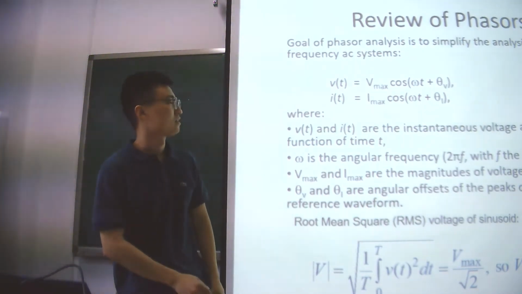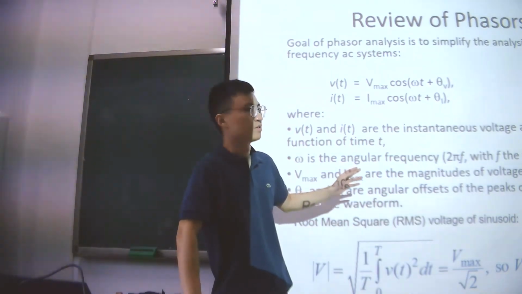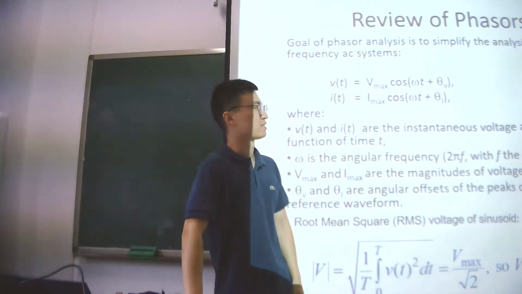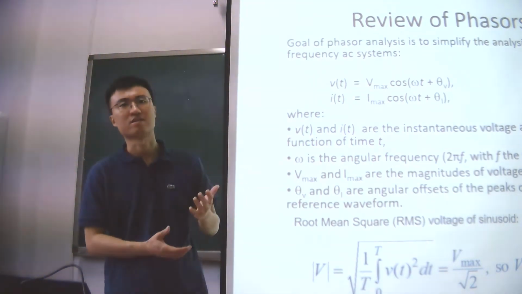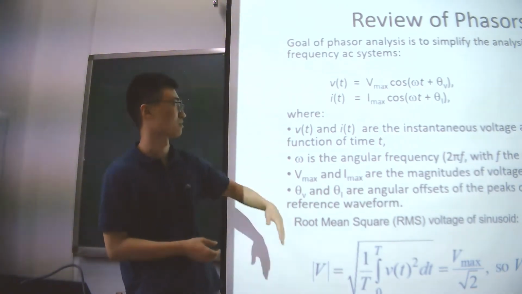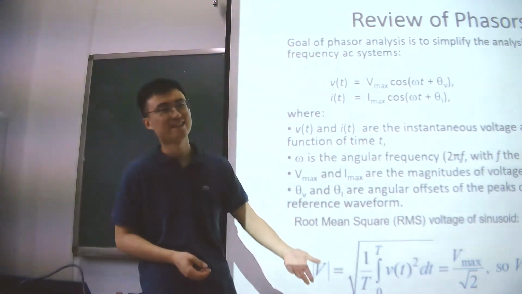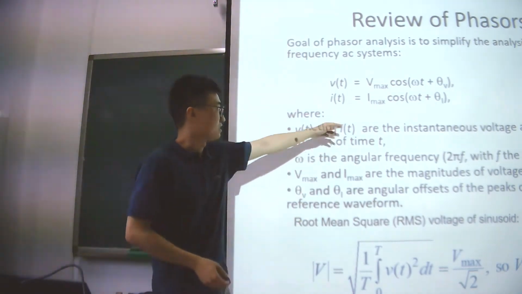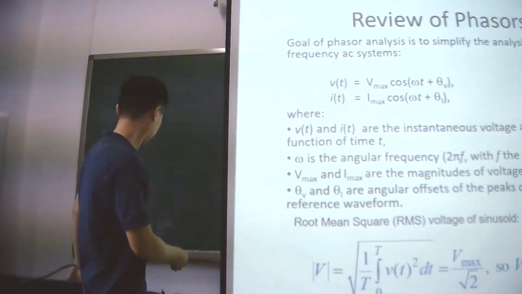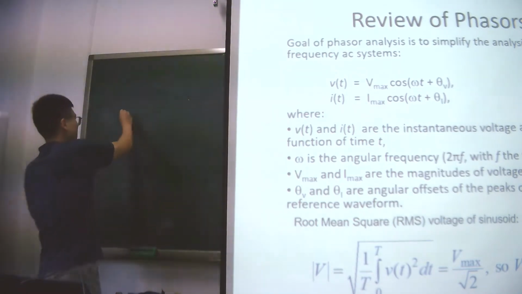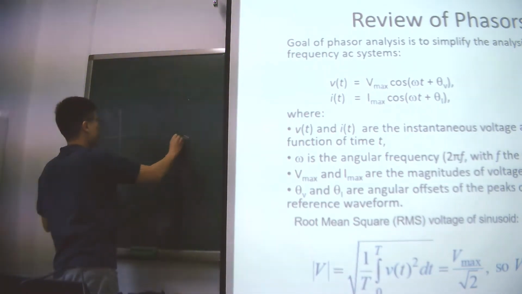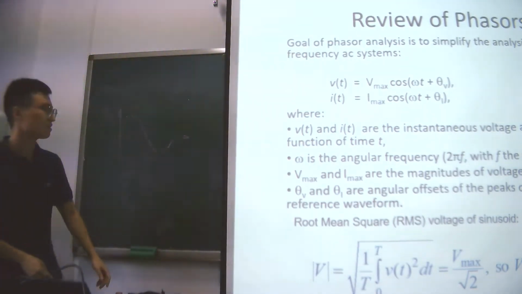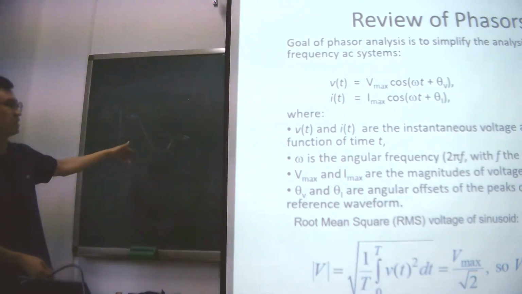The omega is calculated by 2 multiplied by pi and the frequency, right? The frequency in China is 50 hertz, the standard frequency. So it will be a constant value if you are using the equations here. These 2 are the max amplitudes. Here, this is the max voltage, the amplitudes of the voltage and current range.